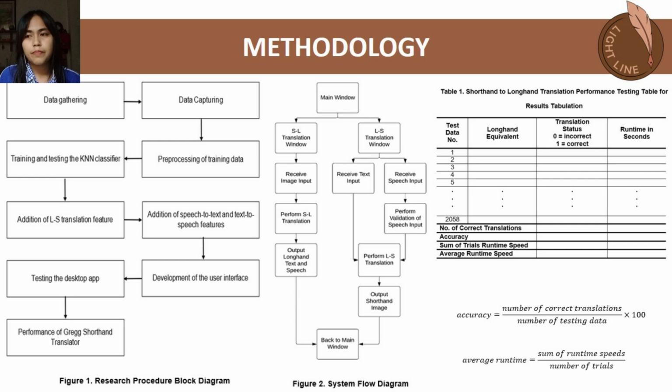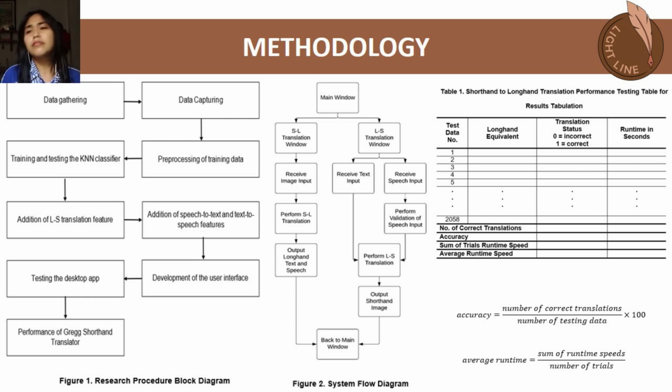42,491 total samples. Next was data capturing, processing of training data, which also included rotation of the original shorthand images collected. And this amounted to 3,679,403 images because they were rotated from negative 45 to positive 45 degrees, incrementing by 1 degree. Next was the training and testing of the k-nearest neighbor classifier, the addition of the longhand to shorthand translation feature, the addition of speech to text and text to speech features, development of the user interface, testing the desktop app, and performance testing of Gregg Shorthand Translator.